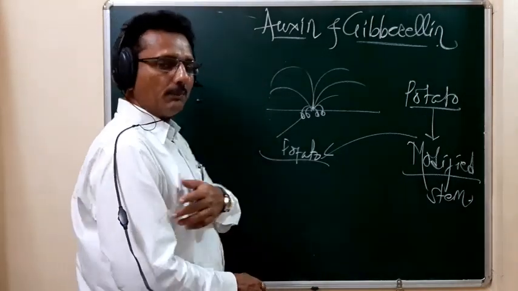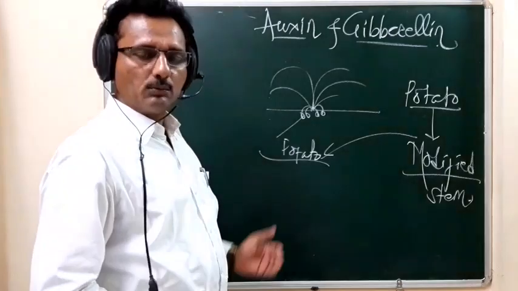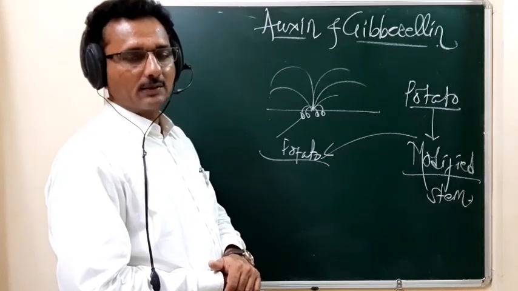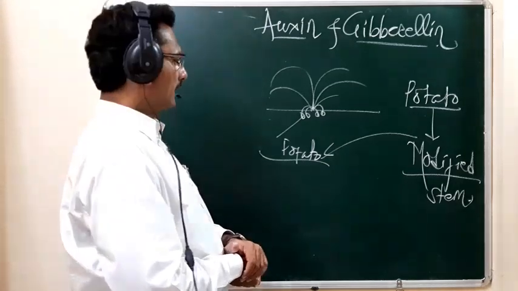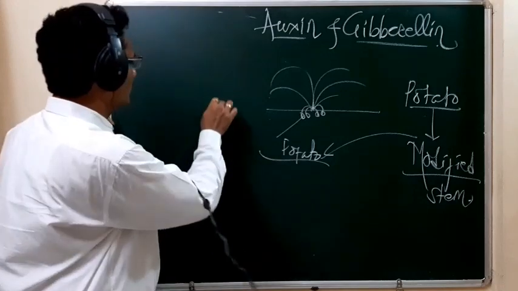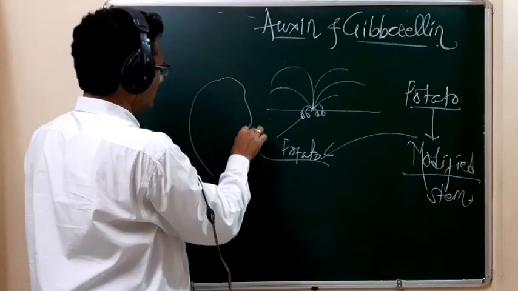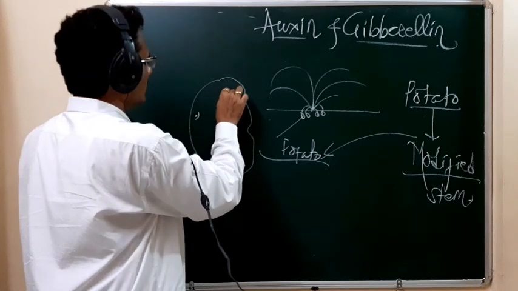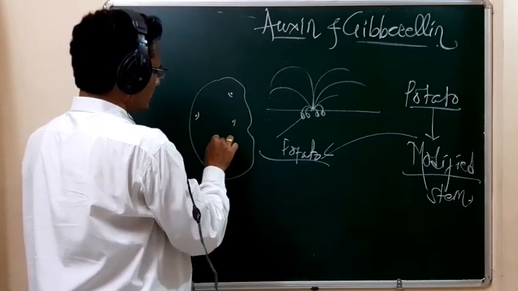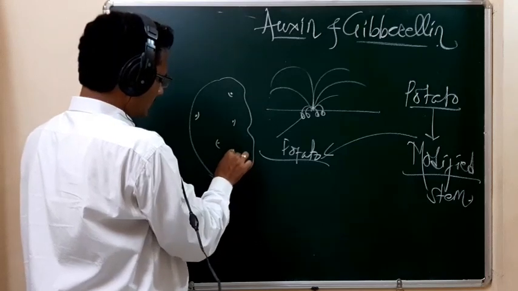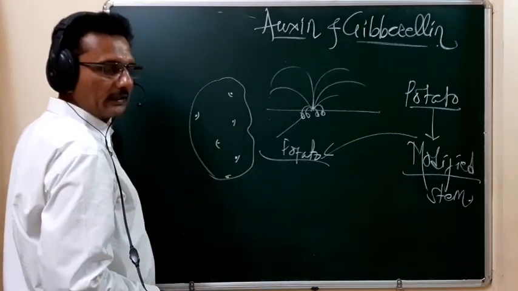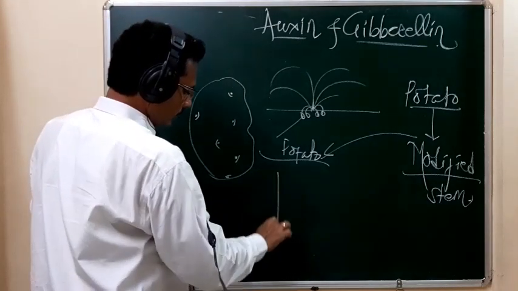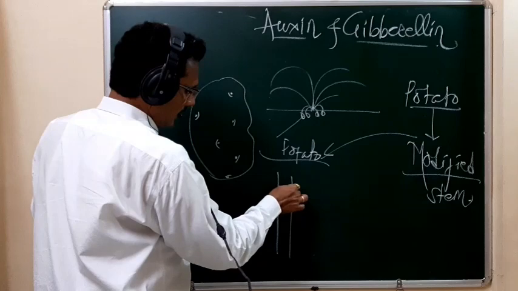Remember, when we apply auxin, it promotes apical dominance and suppresses the growth of the lateral buds. Suppose this is a potato, and this potato has buds. All these buds of the potato are the axillary buds.